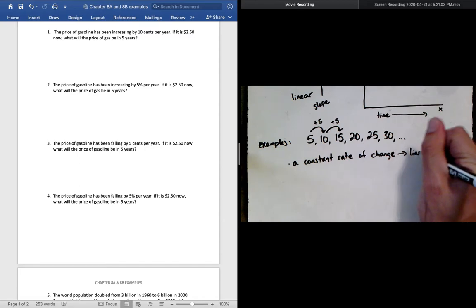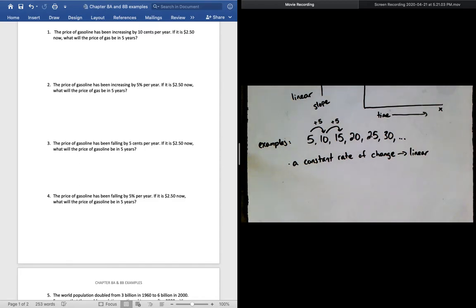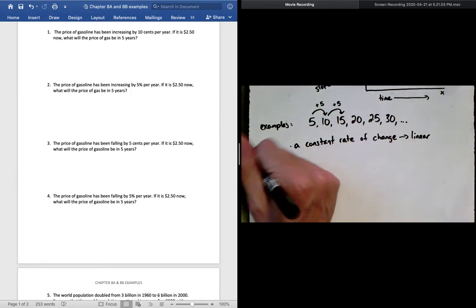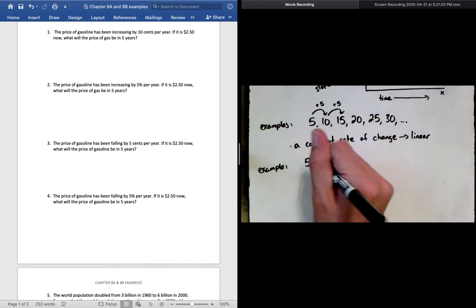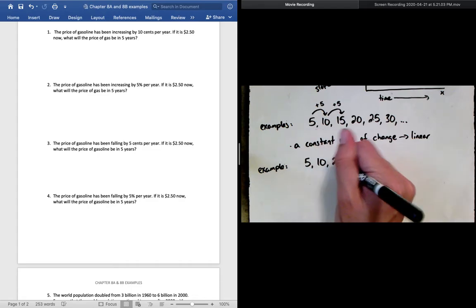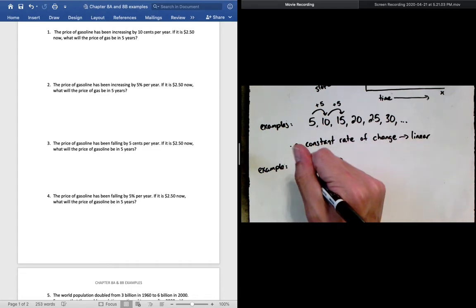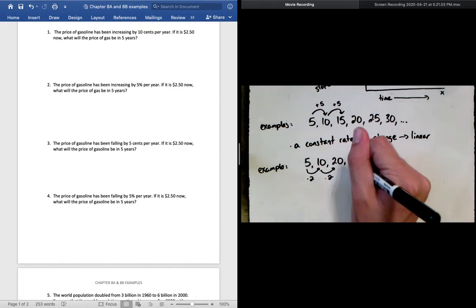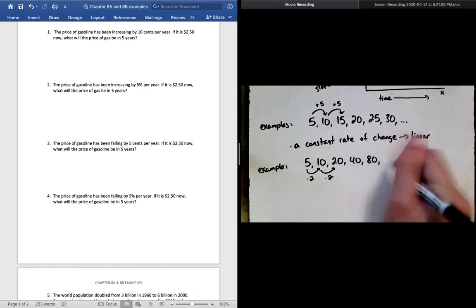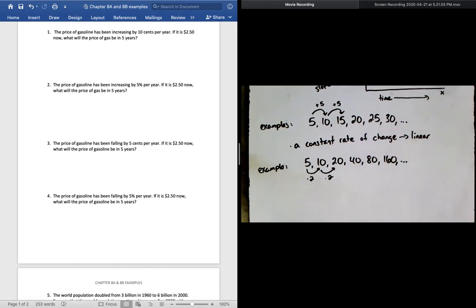But what happens if the rate of change is not the same number over and over again? Or what if a different operation is being done instead of addition and subtraction? Well, this is where we get to exponential growth. So, another example. Suppose I start with 5 again and 10, but now instead of adding a number over and over again, I'm going to multiply a number over and over again. 40 and 80 and 160 and so on and so forth.